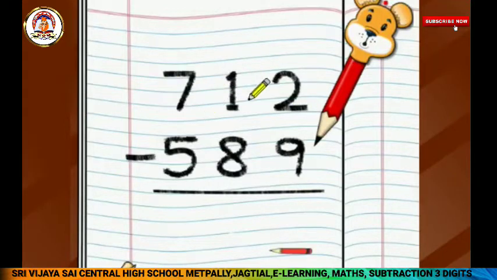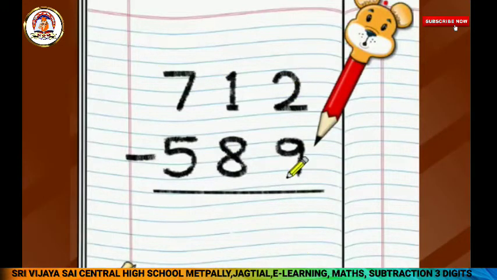So 712 minus 589 we would like to do. So we write 712 minus 589. Then you write an underline. Start digit by digit, going from right to left.